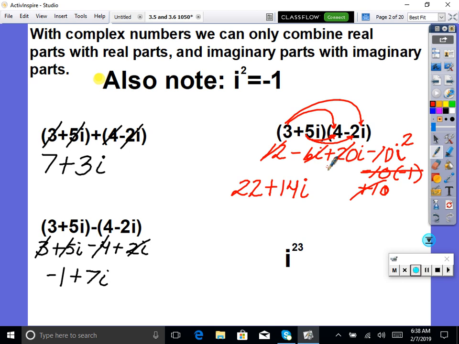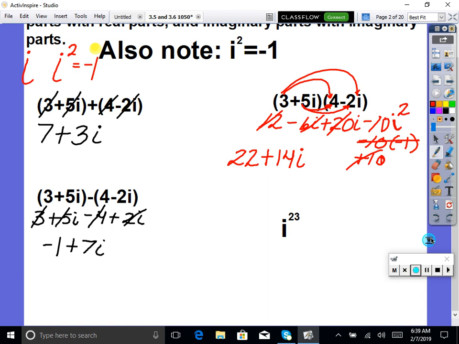Okay, so we've learned this in 1010. i to the 23rd can be simplified. So we know a couple things. i is i. That would be simplified. Or i squared is negative 1. Those are the 2 things we're going to use for this i to the 23. Can anyone remember by chance in 1010 kind of how we tackled it?